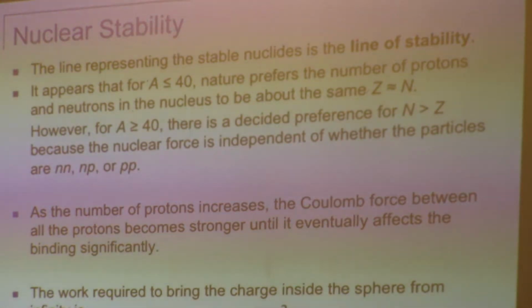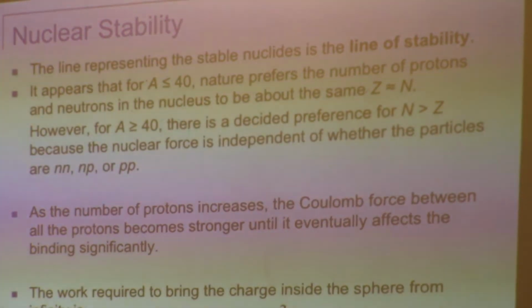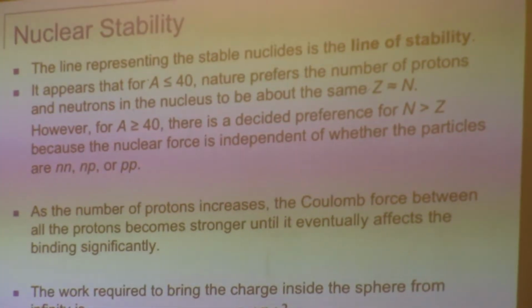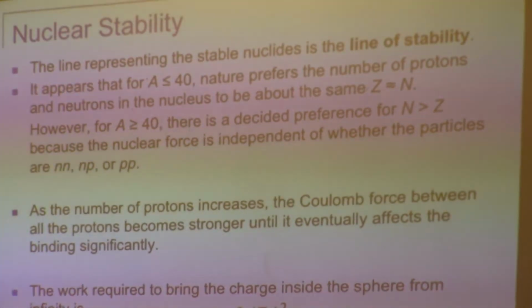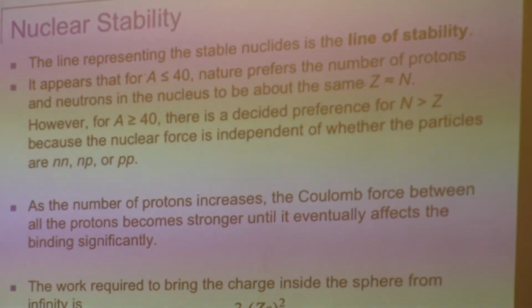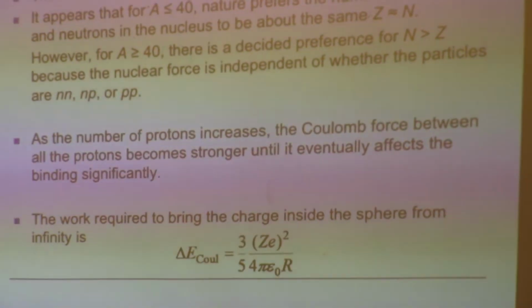What does this tell us about the energy inside, or what can happen? Because if the system is less stable, it's going to have more trouble, and the stability is going to be lost quickly. As the number of protons increases, the Coulomb force between all the protons becomes stronger until it eventually affects the binding significantly. Then we see that this depends also on this quantity.